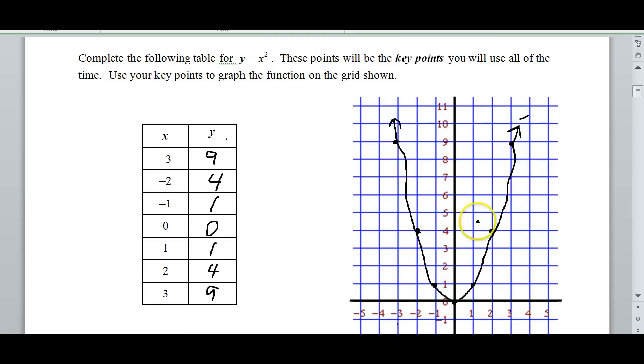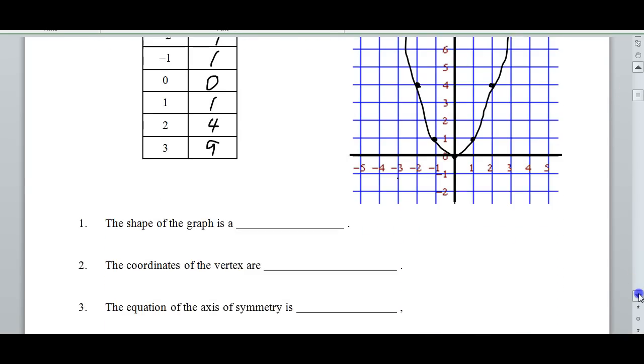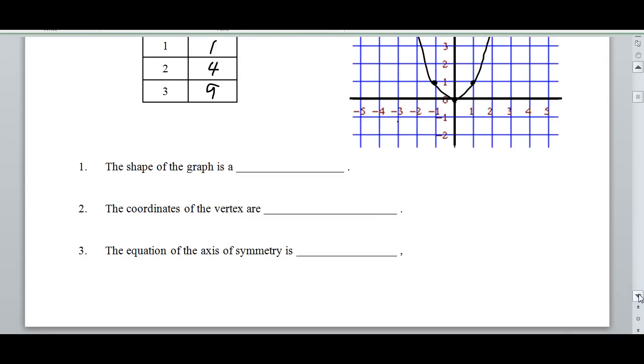Okay, back to the worksheet now. And let's just move down a little bit. So the shape of the graph is, here we go, a parabola. Coordinates of the vertex are (0, 0), and the equation of the axis of symmetry is x equals 0.